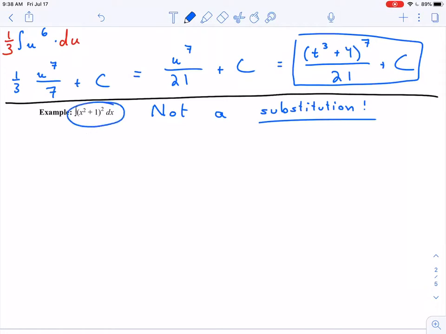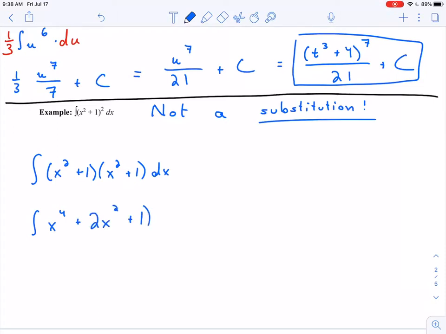So I need to think about, well, what can I do with this then? And I notice, hey, my exponent's only a 2. I can just go ahead and FOIL that out. x squared plus 1 times x squared plus 1 dx. We can go and FOIL this out. This is really going to be x to the 4th plus 2x squared plus 1 dx.